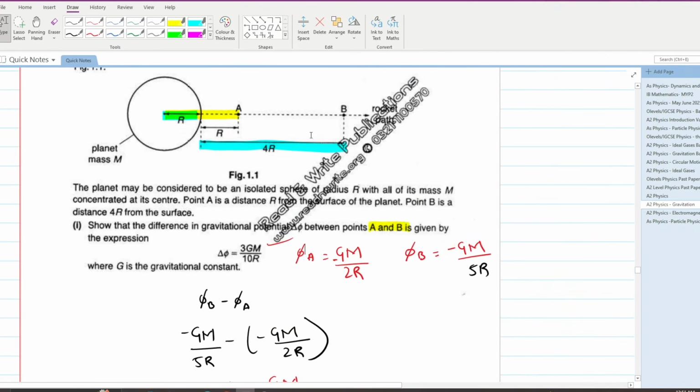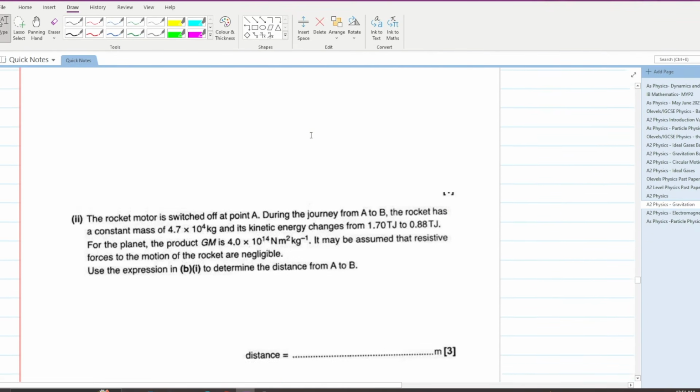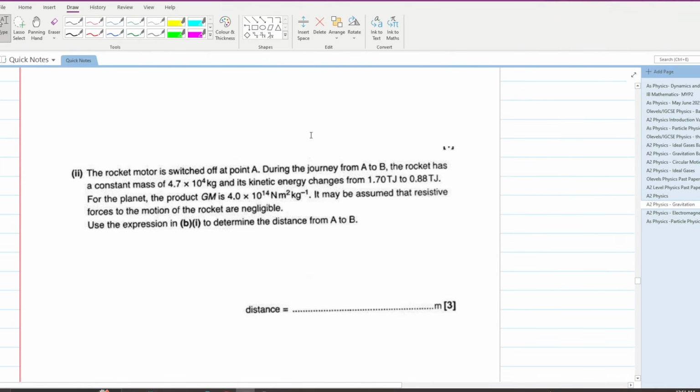ठीक है, एक rocket है जो कि point A पे switch off कर दिया गया है. During the journey from A to B, the rocket has a constant mass of this and its kinetic energy changes from this to this. मतलब kinetic energy का क्या हो रहा है? Loss हो रहा है. Okay.